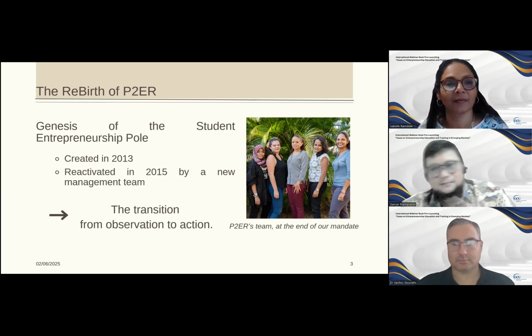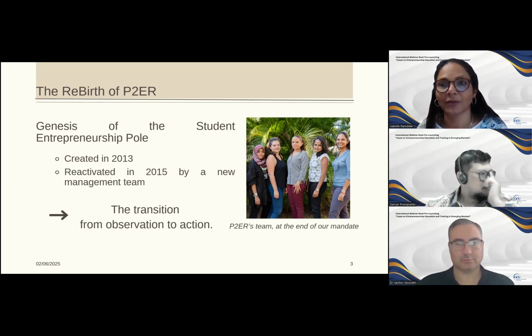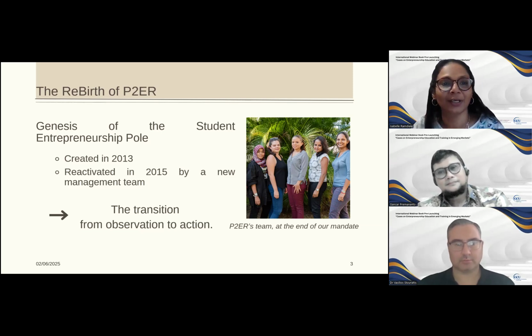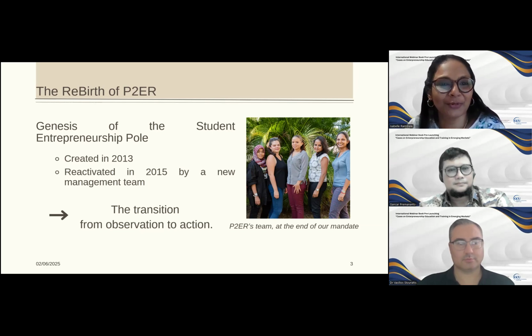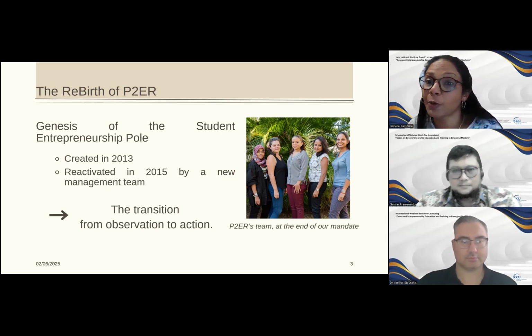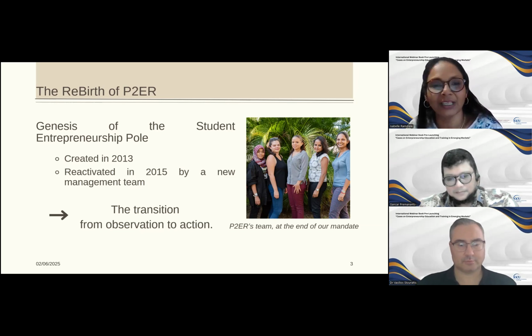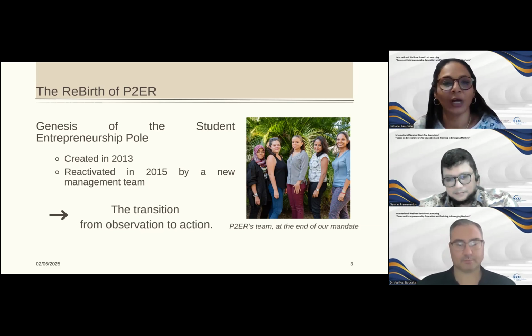These figures show a sad reality, as it could mean a young student lost in the system, often unsure why he is even there. In the face of this educational breakdown, we had a question: what if we turn things upside down? What if we question traditional models, try out unconventional methods, without the role of the student, the diploma and skills? The revival of the student entrepreneurship pole of Reunion, the P2ER, marks the transition from observation to action.